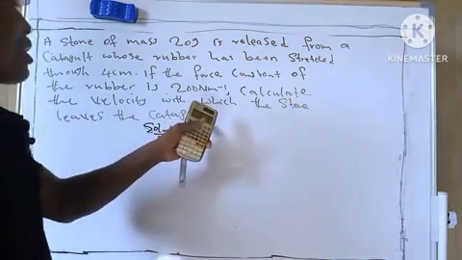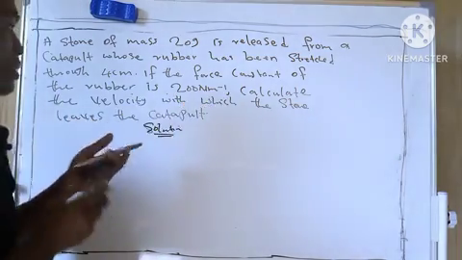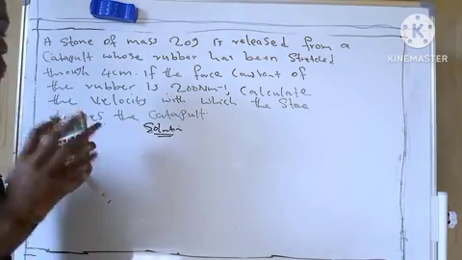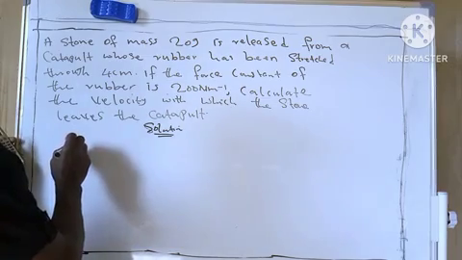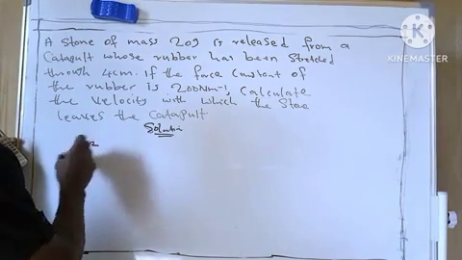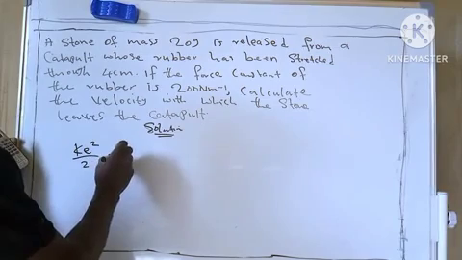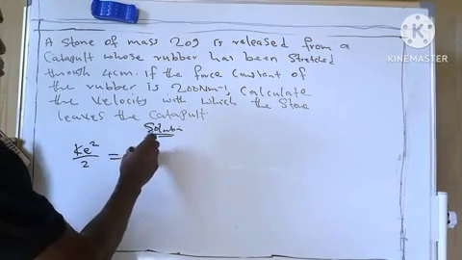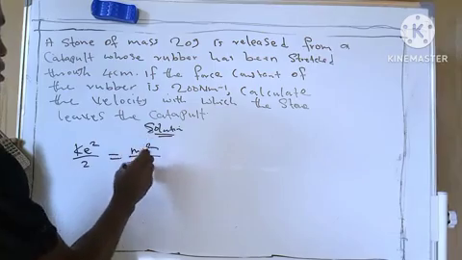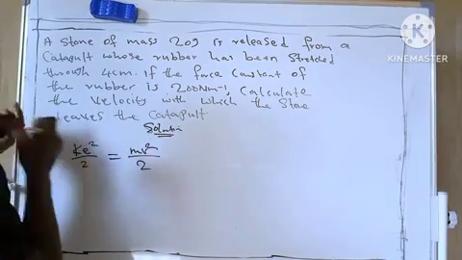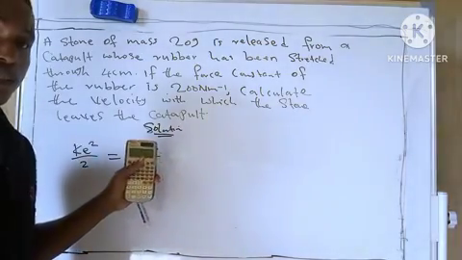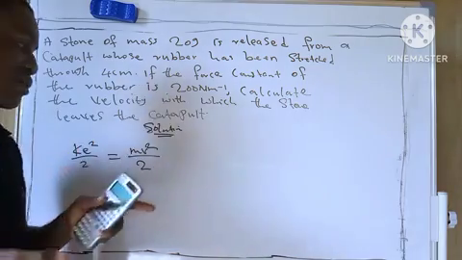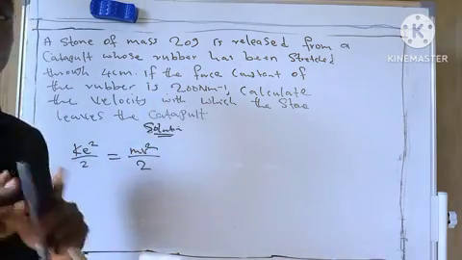So here we are asked to calculate the velocity, right? The constant is given, so we are going to use two formulas and compare them together. We have ke squared over 2 equal to mv squared over 2. You know this is the formula of kinetic energy, isn't it? Formula of kinetic energy, mv squared over 2.